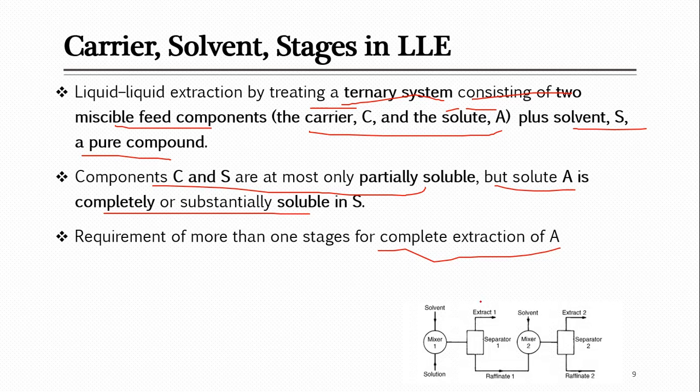You can look here at this example. In the first stage, you are just bringing your feed, this solution, which consists of carrier and solute A, in contact with the solvent, and you mix them. As we have discussed, that is the first stage: you have to bring them in contact with each other and mix them. By mixing, you increase the mass transfer of this solute A from this feed towards the solvent, and then we give them some time so that they can settle in the form of two separate layers, as you have seen in the previous slides.